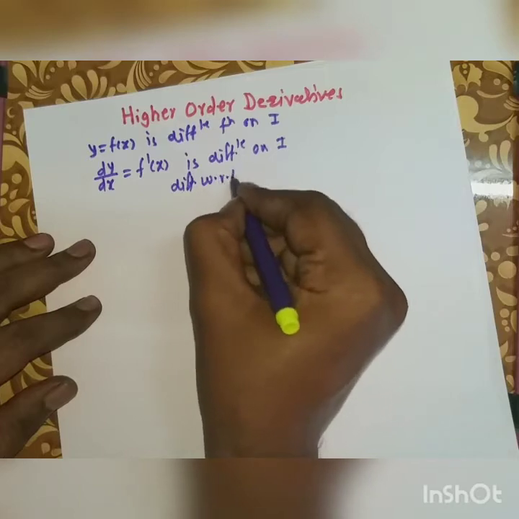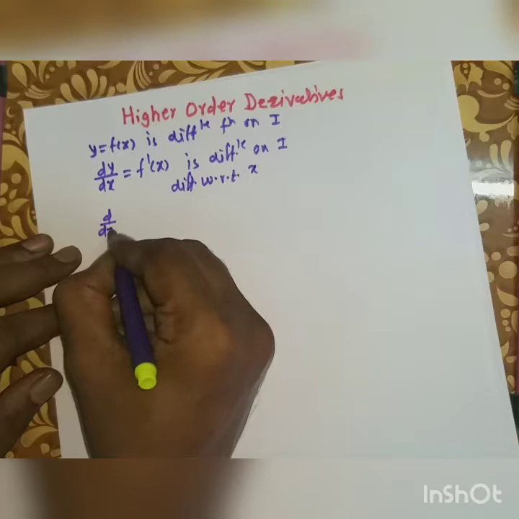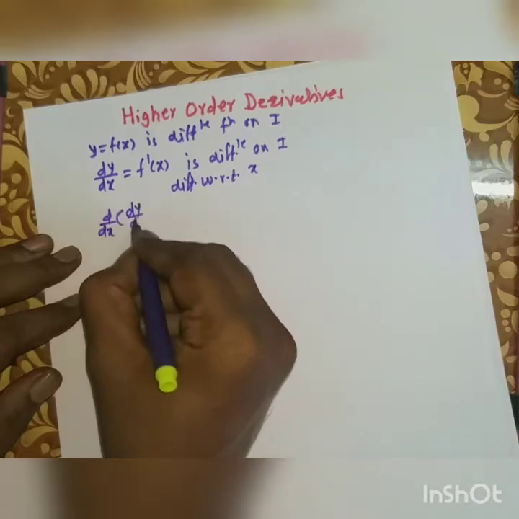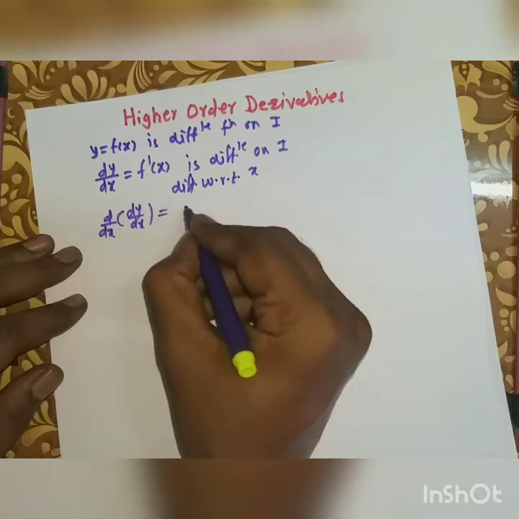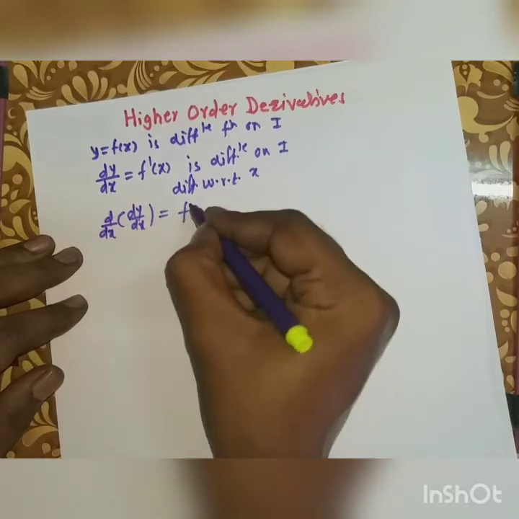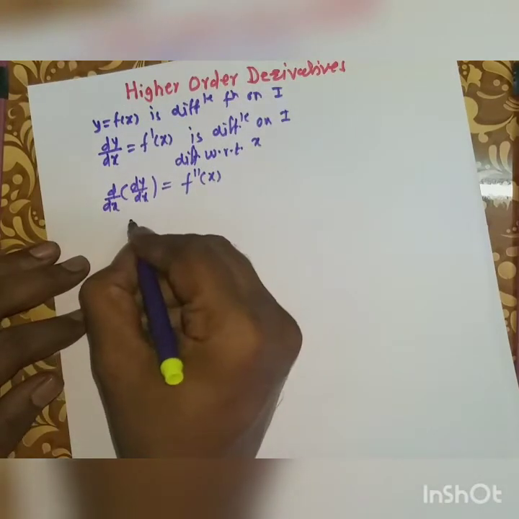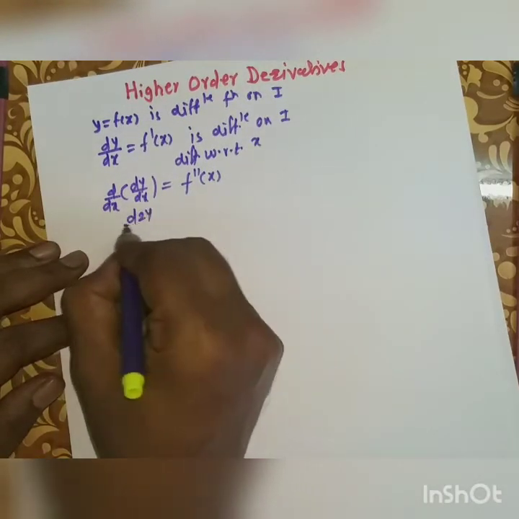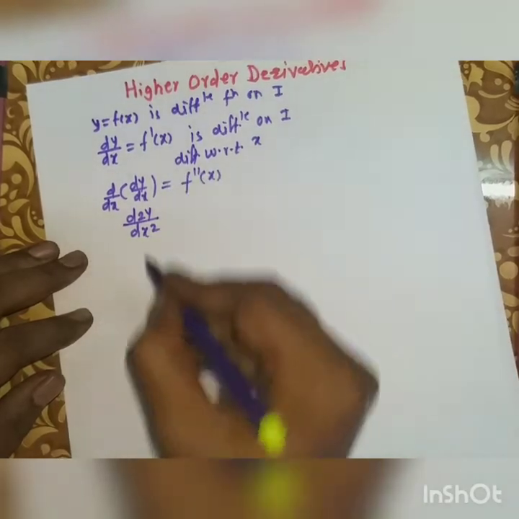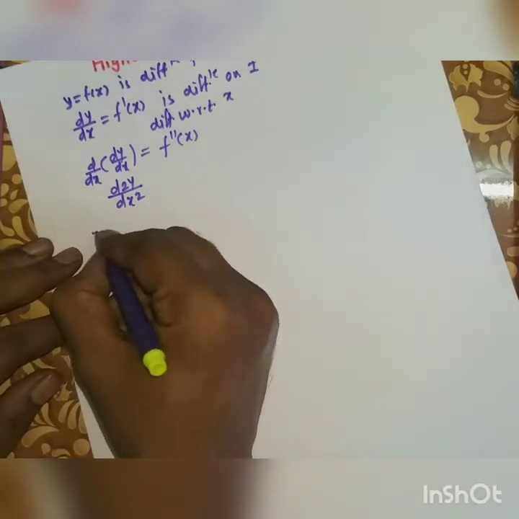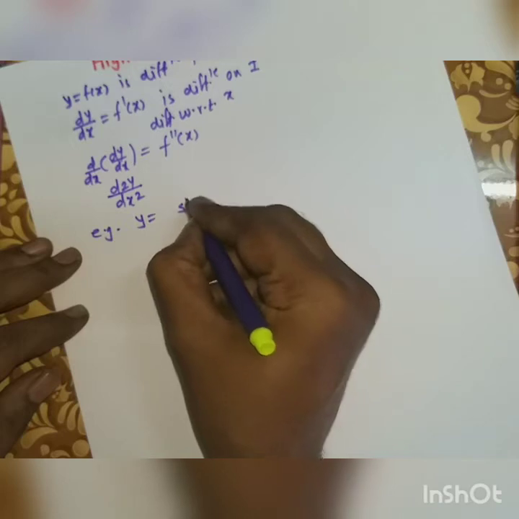Differentiate with respect to x, that is d by dx of dy by dx, which is the second order derivative, the second time derivative. We write f double dash of x. The left hand side is written d2y by dx square. Now in this way, we take one example. For example, y is equal to sin x.